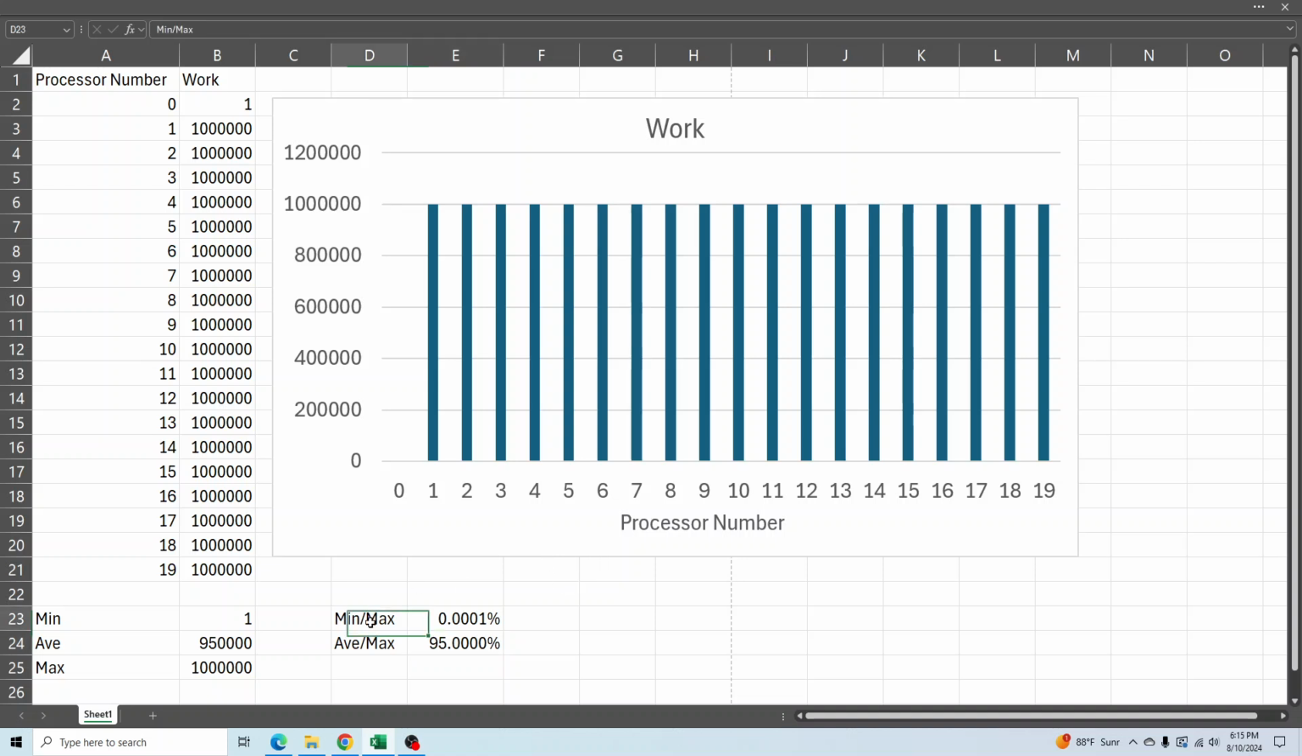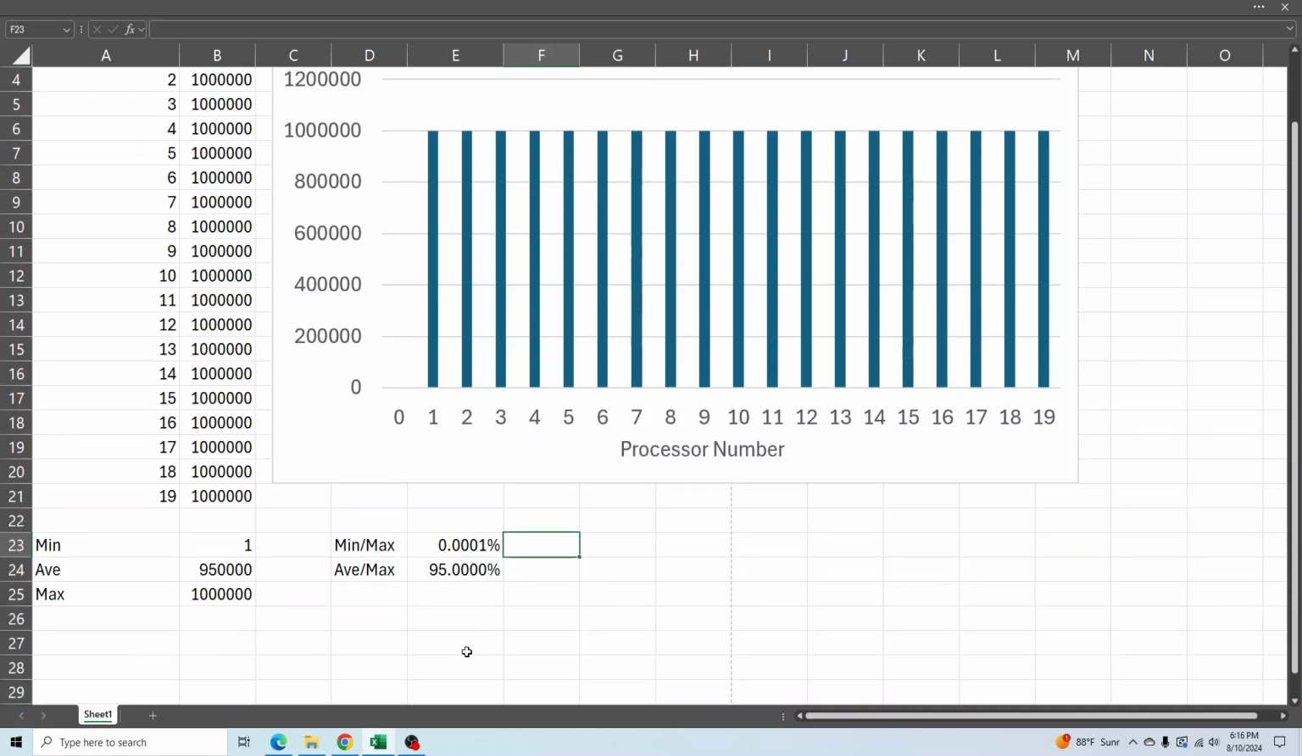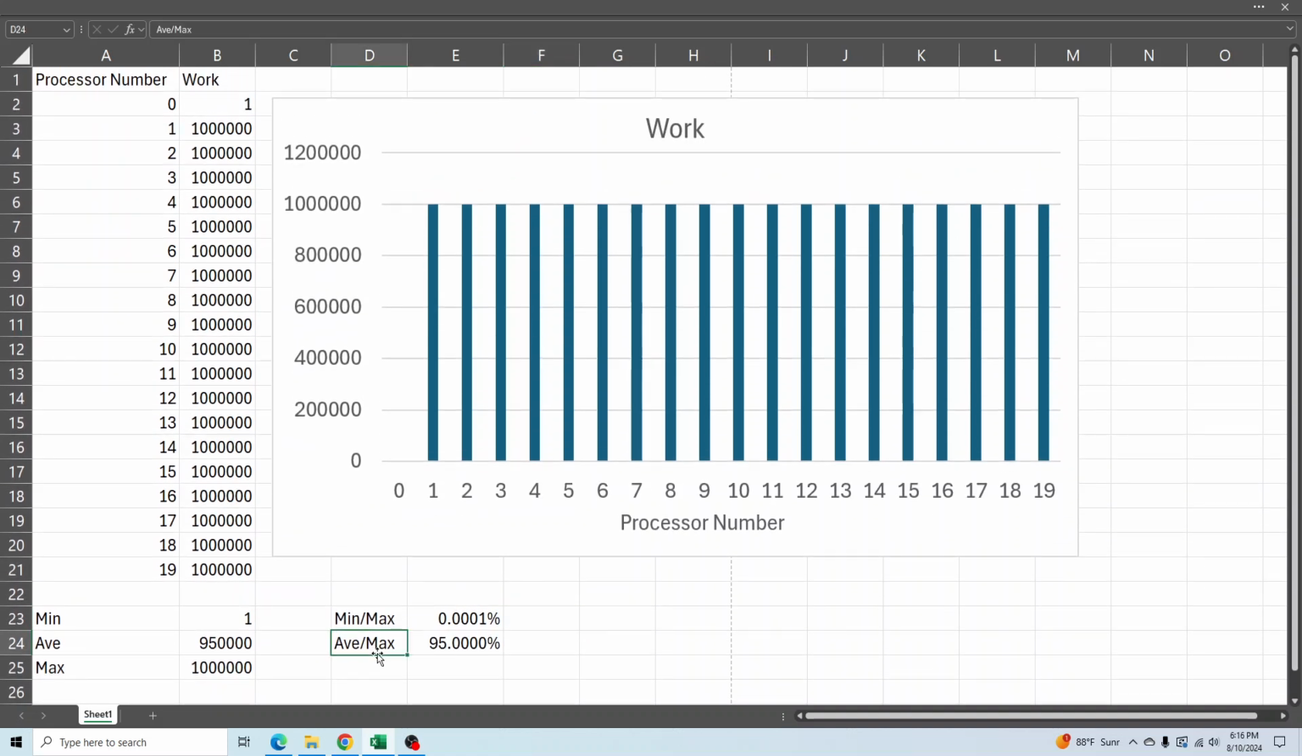So I claim that the min over max metric is meaningless because if we were to perfectly load balance this calculation, like basically take 5% of the work from all of these other processors and move it over to the 0th processor, then every processor would just go down by 5%. So the calculation would just finish like 5% faster. So the real notion of efficiency is the average over the max. And there's essentially no information in the minimum.